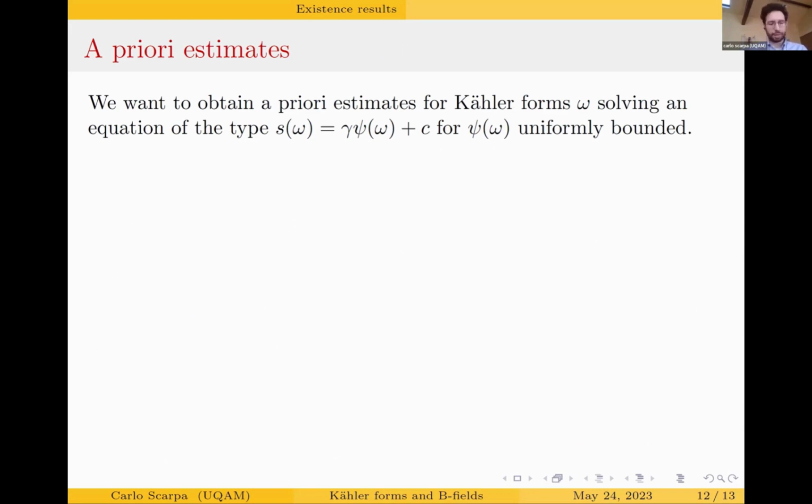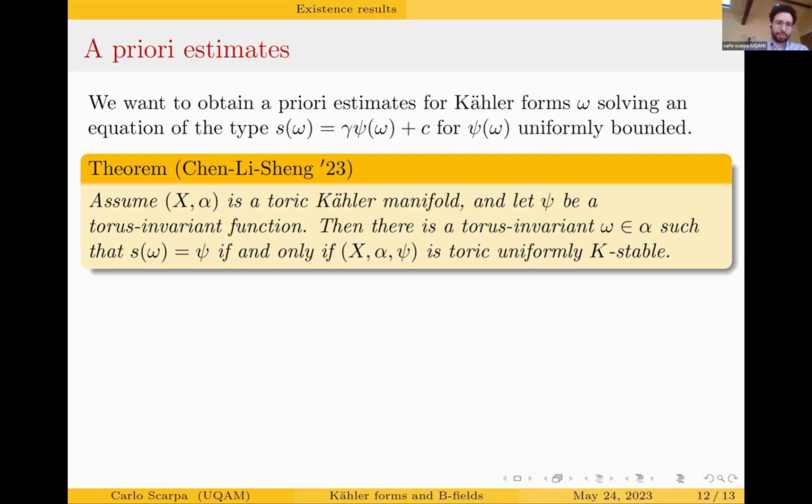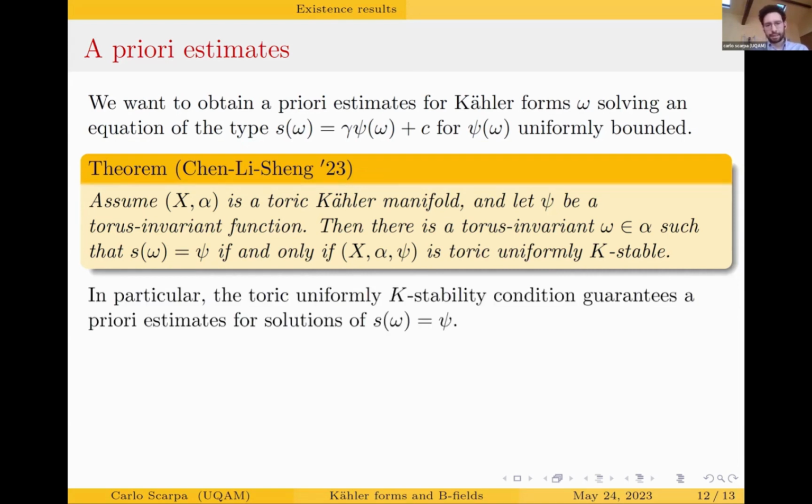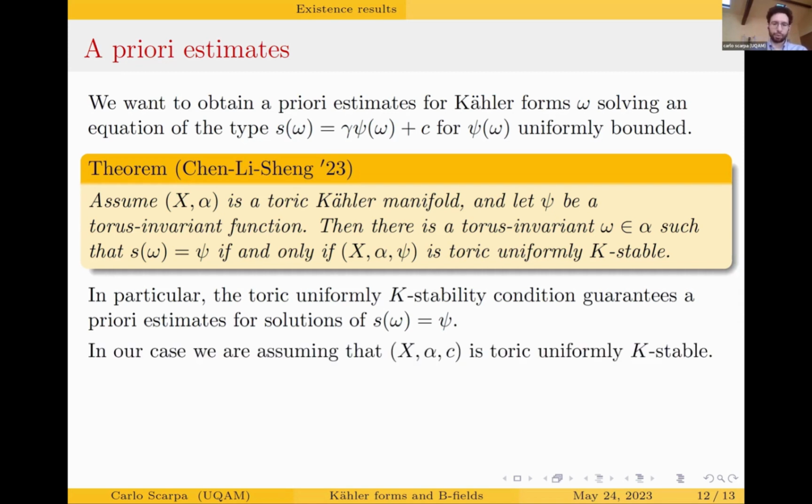I noticed I'm maybe running out of time, so let me go through this slightly quickly. But the main point is that there is a theorem by Chen, Li and Sheng, which has just been published, I guess, last month. If we are in the toric context, then they have a criterion that completely characterizes the existence of solutions of the prescribed scalar curvature equation in terms of a stability condition on the toric manifold, the Kähler class, and the function you are prescribing your scalar curvature to equal. In particular, they show how this condition of toric uniform K-stability guarantees a priori estimates for solutions of the prescribed curvature equation. And we can follow their method to obtain the estimates we need.